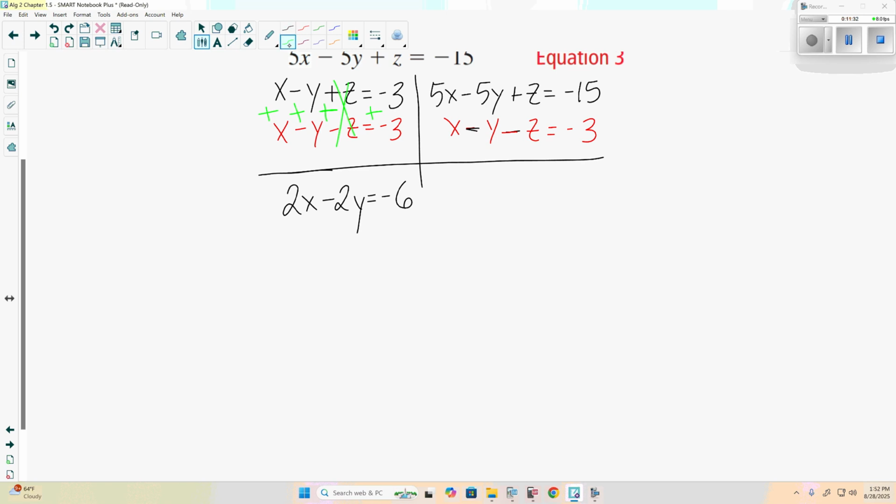Let's look at the other equation. z and negative z, would we add or subtract? We would add, because z plus negative z, z minus z would indeed be 0. So here we're going to have to add. 5x plus x is 6x. Negative 5y plus negative y is negative 6y. Negative 15 plus negative 3 is negative 18.